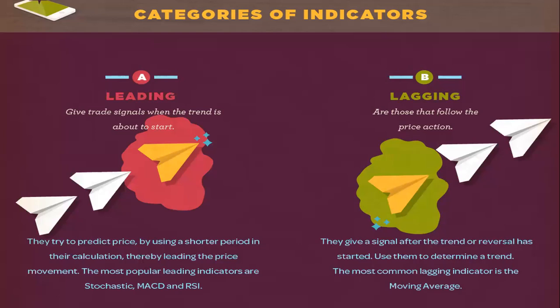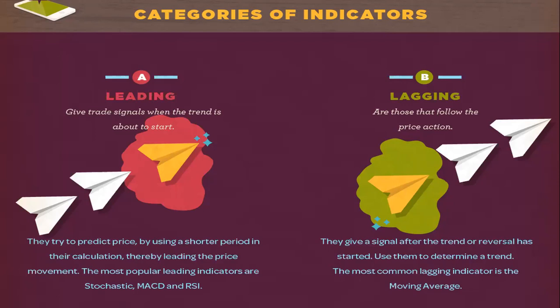Let's continue. Recording is in progress, so let's continue. So we were at the indicators. I'm reading from the leading indicators. They try to predict price by using a shorter period in their calculation, thereby leading the price movement. The most popular leading indicators are the stochastic, MACD, and then the RSI. So they are the most popular.